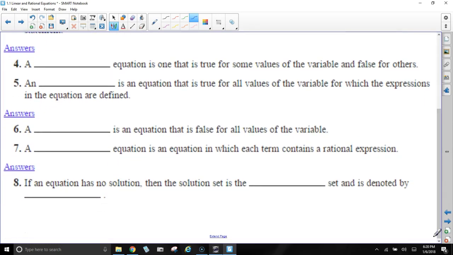Next, a blank equation is one that is true for some values of the variable and false for others. What type of an equation is true for some values and false for others? That is a conditional equation.